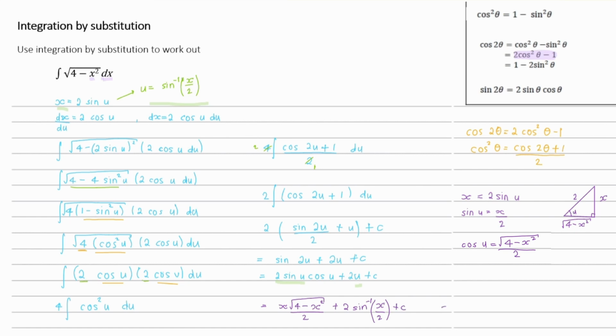So instead of writing it in this way, we could also write it in a different way, where we replace the sine inverse with arcsine. So we could write exactly the same thing, but instead of the 2 sine inverse x over 2, we could now write that as 2 arcsine x over 2. And this is our final answer for the integral of the root of 4 minus x squared using trigonometric substitution.